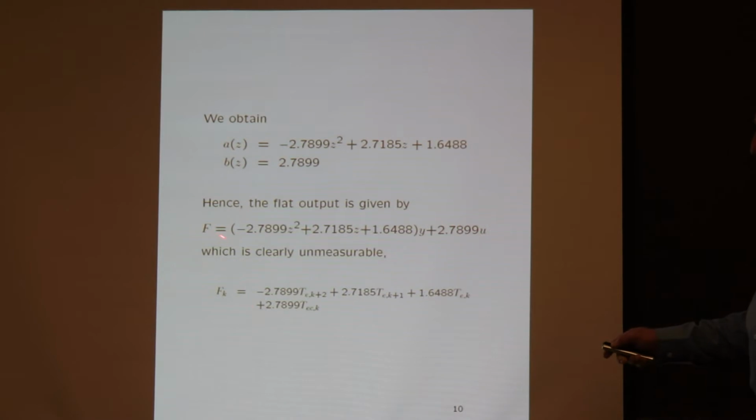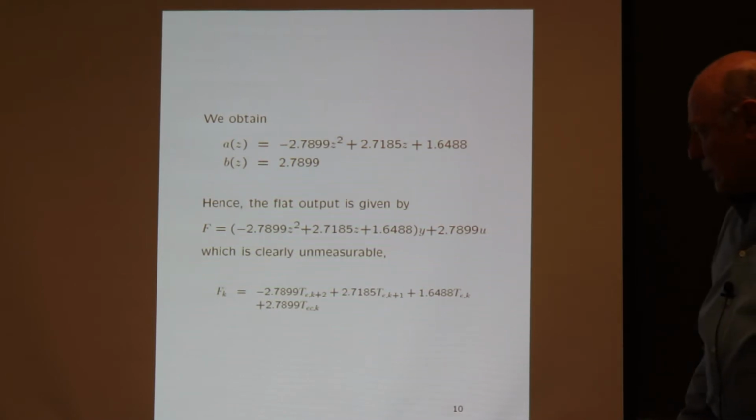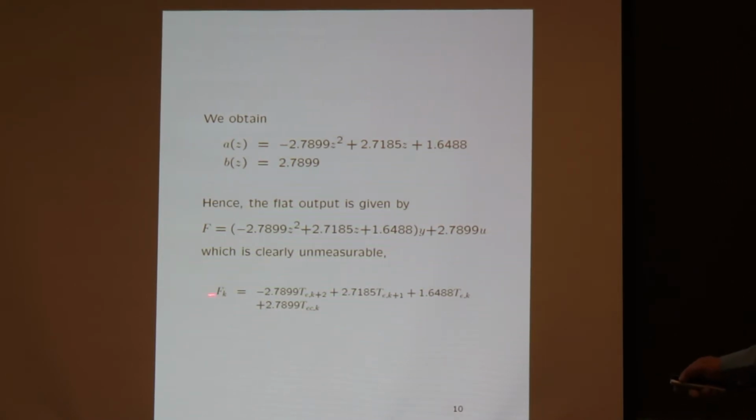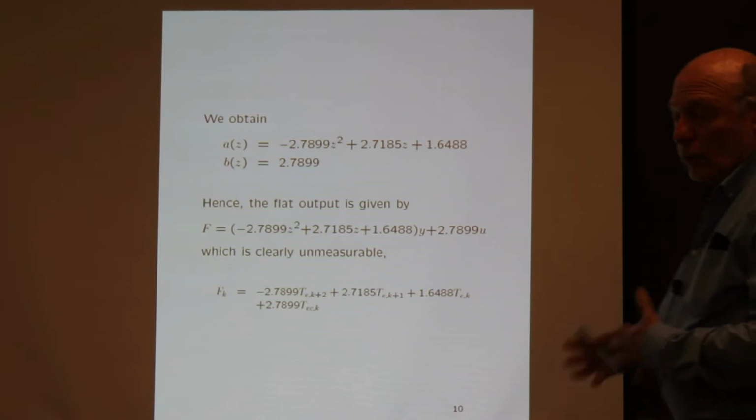But as you can see, the flat output is defined in terms of forward shifts of the output and the input. And those forward shifts are shown here in this representation. That means that in order to define the flat output in the present, you need the values of the output in the future. So intrinsically, you have here a lack of causality.